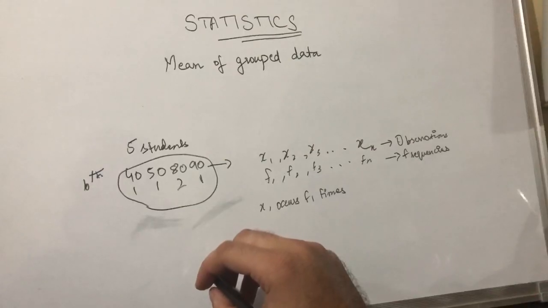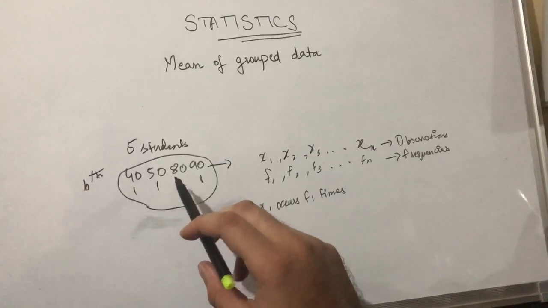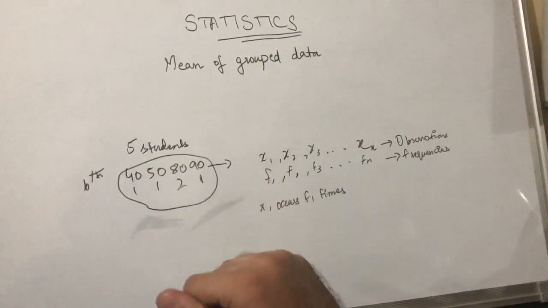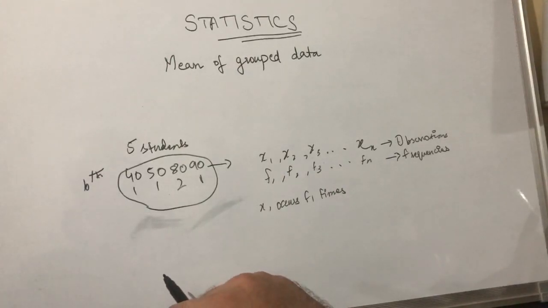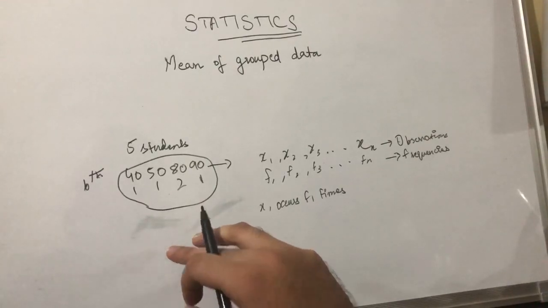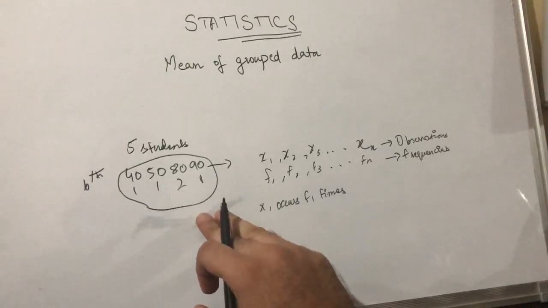Now if I have to find out the mean or the average of this data, I need to use a formula, which is the sum of values of all the observations divided by the total number of observations. I'll explain this now.